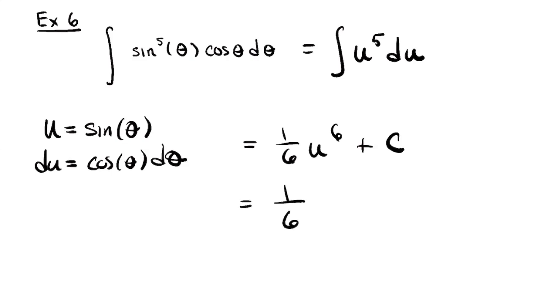And in terms of the original variable, remember for trig functions, we write this exponent in this kind of exotic location. It's 1/6 sine to the 6th. Nice. The substitution method has rapidly, vastly expanded the kinds of functions that you can find antiderivatives for.